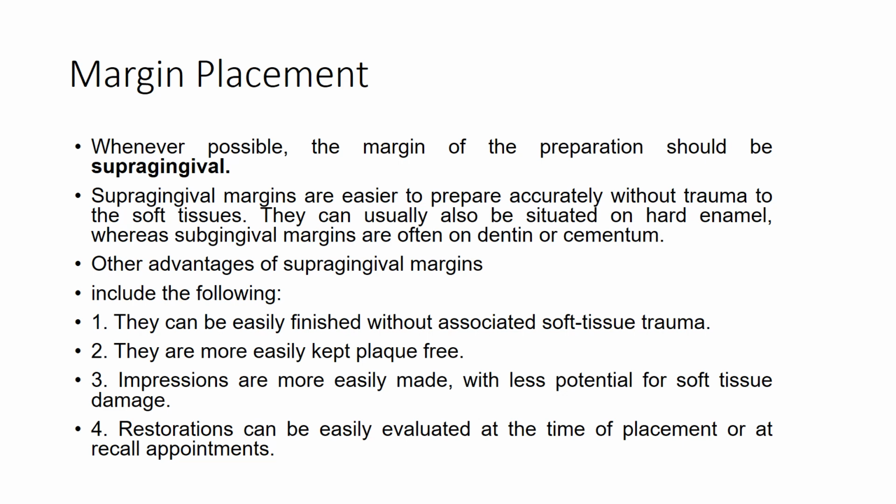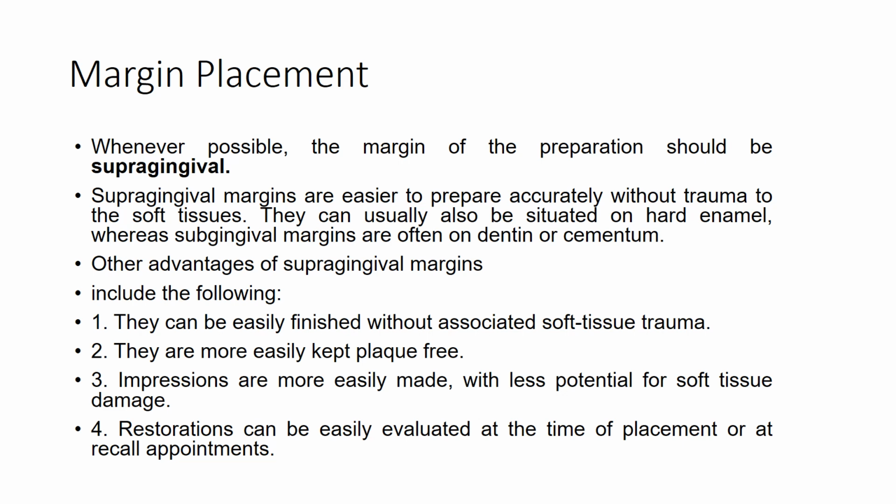The other advantages of having supragingival margins include the following: they can easily be finished without any soft tissue trauma. Since they are supragingival, the bur or diamond point is not touching the free gingival margin or removing the internal epithelial lining, the junctional epithelium, from the sulcus, so there is less bleeding. Capturing impressions is also easier since these margins are supragingival. It is easy for the patient to keep them clean, hygienic, and plaque free.